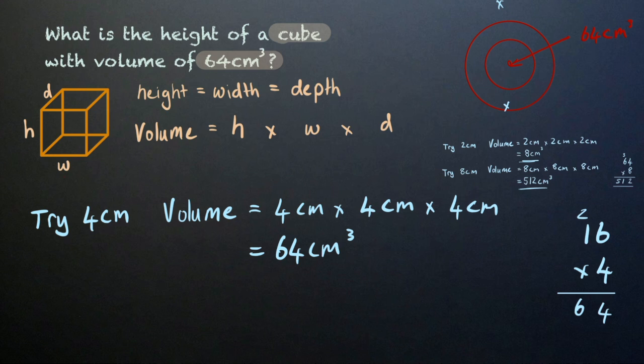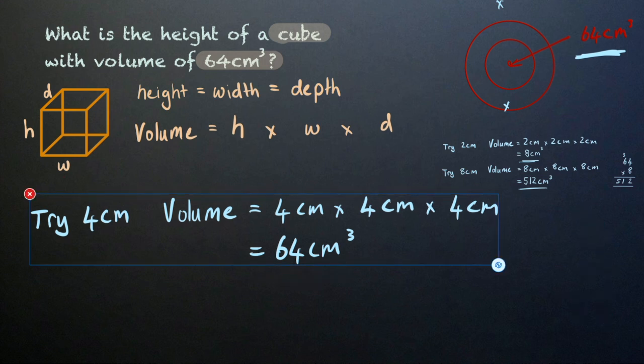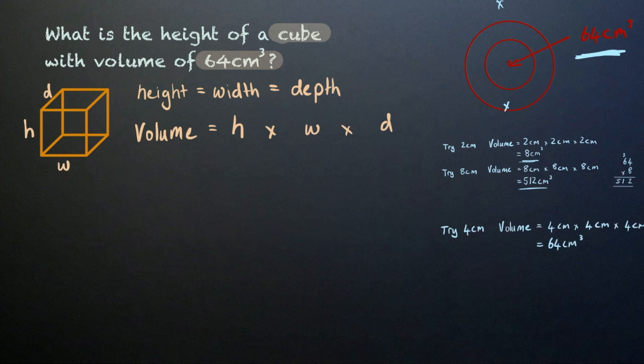And look at that. That's our target, and that's what we've got. What we know then is the height, the width, and the depth must be 4 centimetres to have a cube that has a volume of 64 centimetres cubed. So that's our answer. Height is 4 centimetres. We put it on our bullseye there, 4 centimetres.